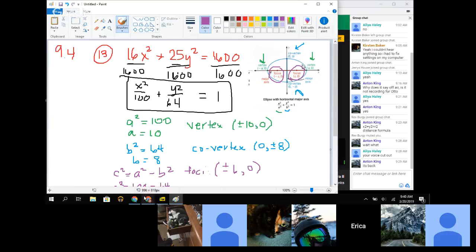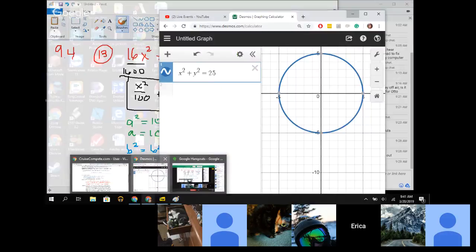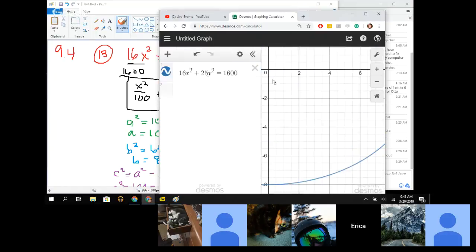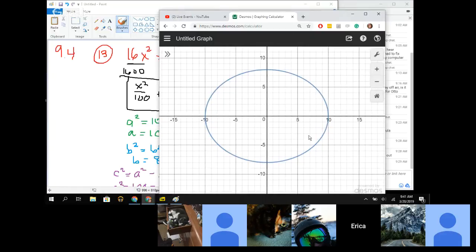If I graph it in Desmos, right? I would recommend graphing your original equation. Always graph the original if you can, because then you know you haven't messed up. Okay, there's my ellipse that's off my screen. Okay, so my vertices should be at 10, 0, and negative 10, 0, and my co-vertices should be at 0, 8, and 0, negative 8. So we did something right, yay. No, we did it right.